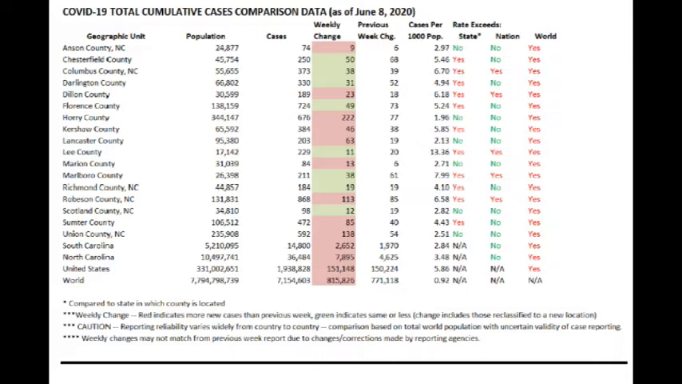There's also a column showing the number of cases per 1,000 population for each of these counties in both states, the United States, and the world. Then there's also a column showing if the rate for the counties exceeds their respective states' rate, whether each county's rate and the 2 states' rate exceeds the nation's rate, and then all counties and both states and the United States exceed the world rate.